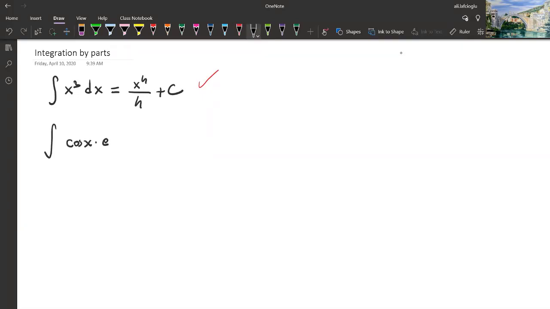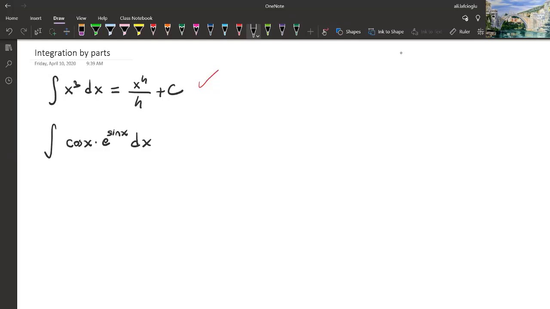Cosine x times e to the power sine x dx. We have cosine x times e to the power sine x, and this is not a basic integral because I have a product, cosine x, a trigonometric function, and an exponential function together. Try to use integration by substitution. Use the substitution method.